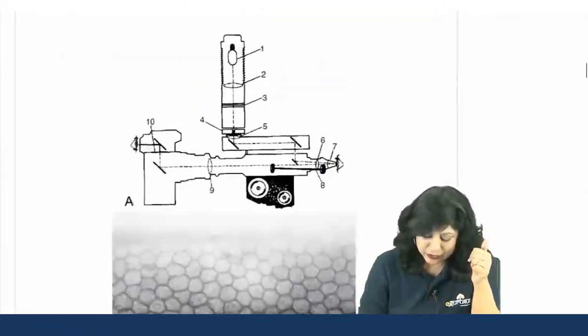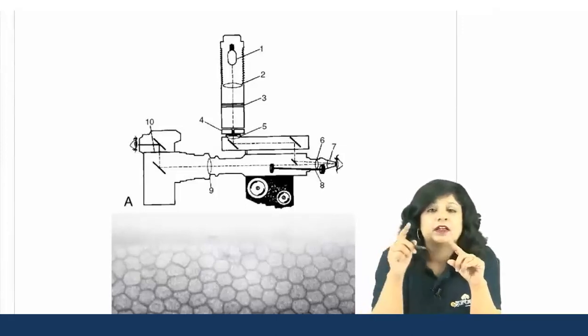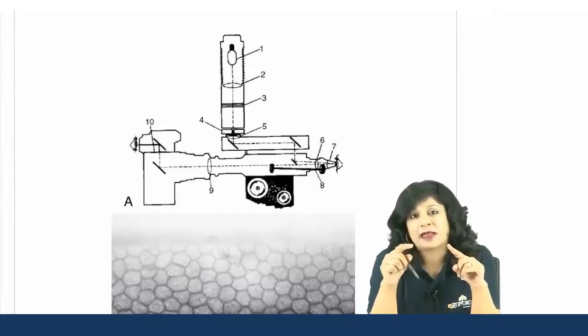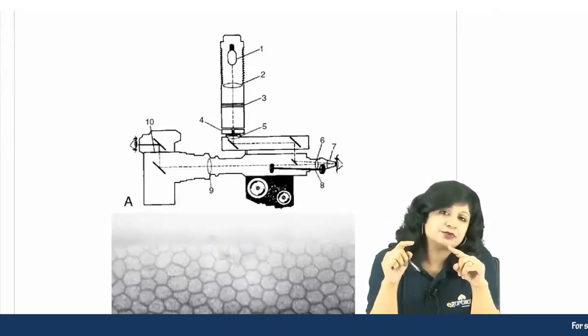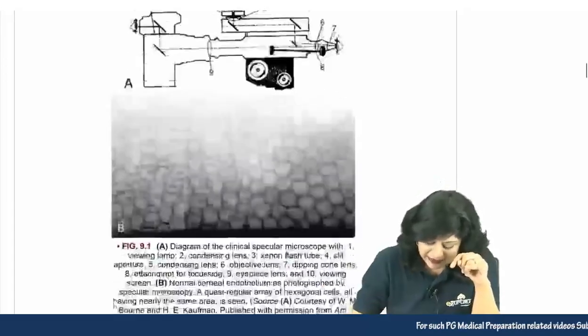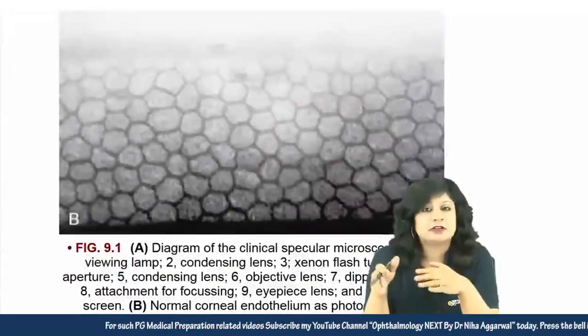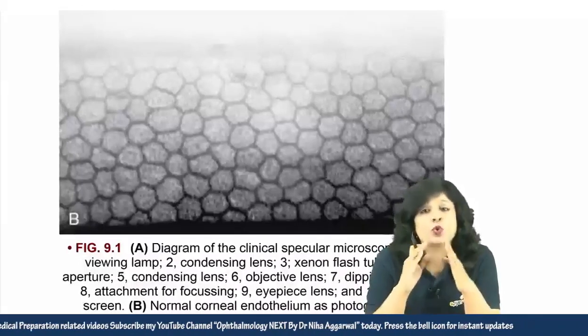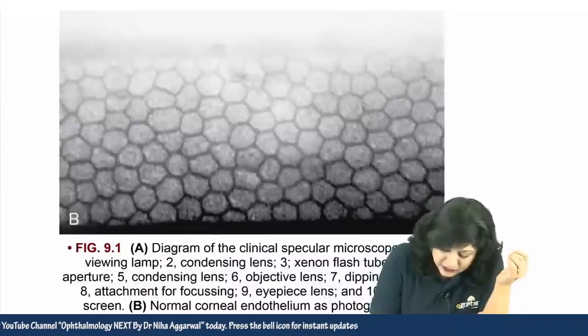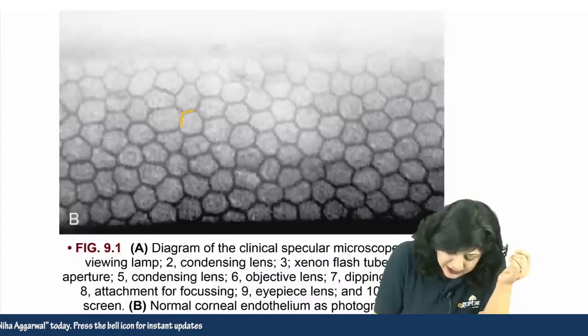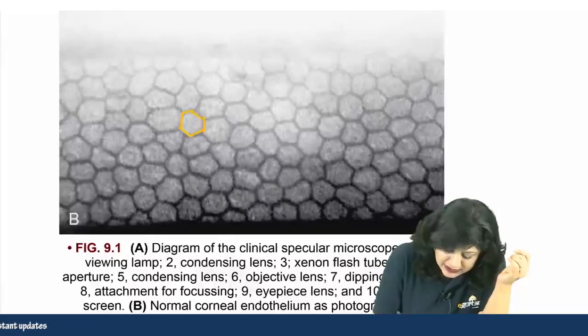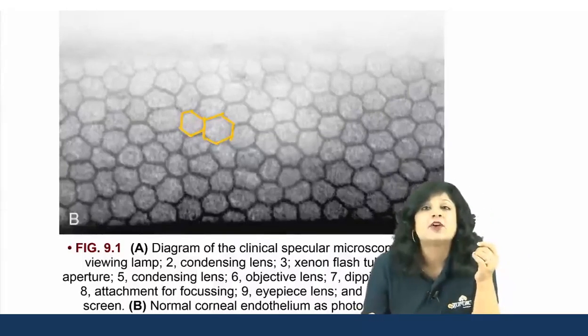So this is actually the line diagram of the specular microscopy that we are using for the corneal endothelium, and this is how it looks. So when you are given this particular image, you should know that these hexagonal cells which you are able to see here, can you see this? These are your hexagonal cells. So these hexagonal cells which you are seeing here are your endothelial cells.